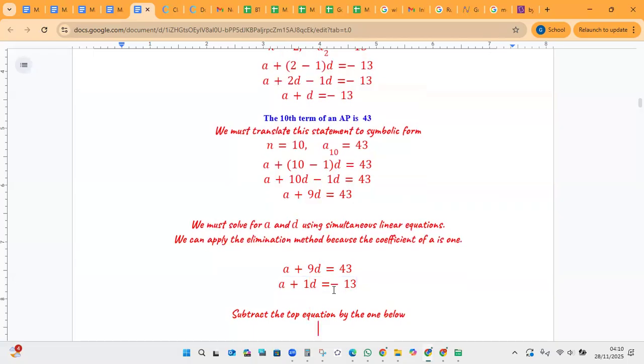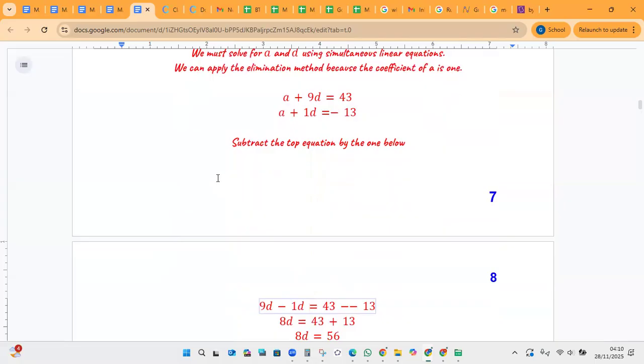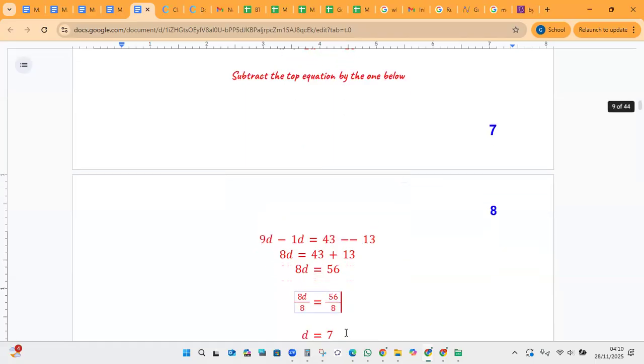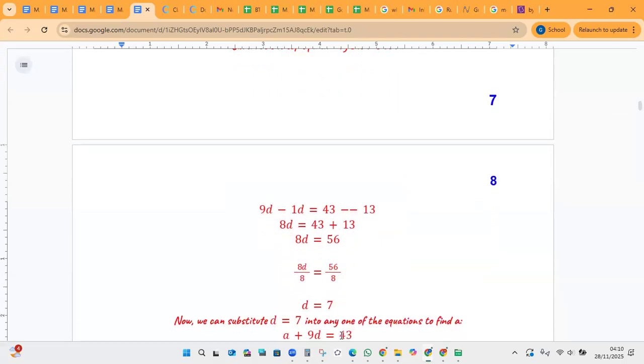So we subtract the top equation by the one below. a minus a is 0, so we don't even write it. 9d minus 1d will give us 8d, and 43 minus negative 13, that's 43 plus 13, will give us 56. So now we can solve for d by dividing by 8. 56 divided by 8 will give us 7. So the common difference is 7. So now we have solved for the common difference.